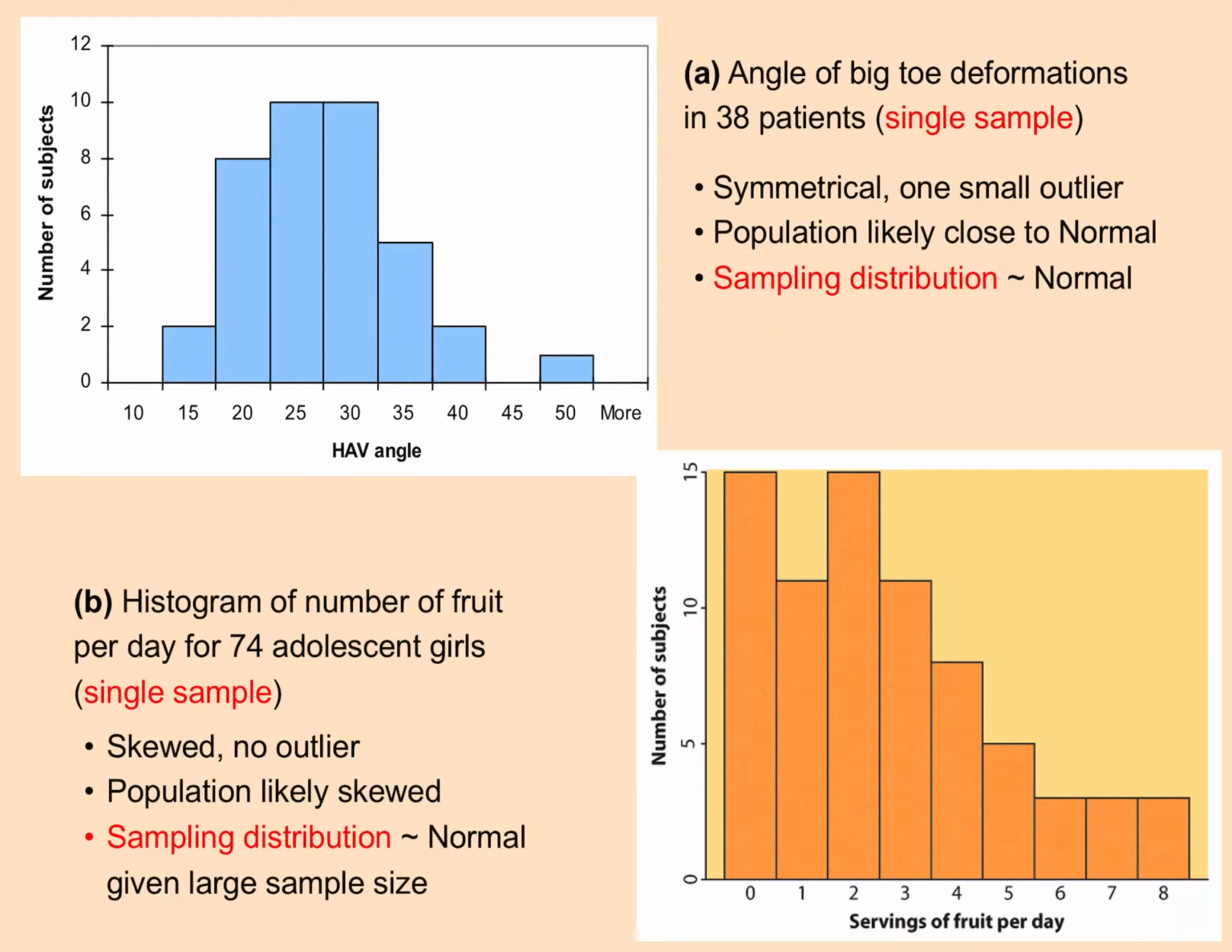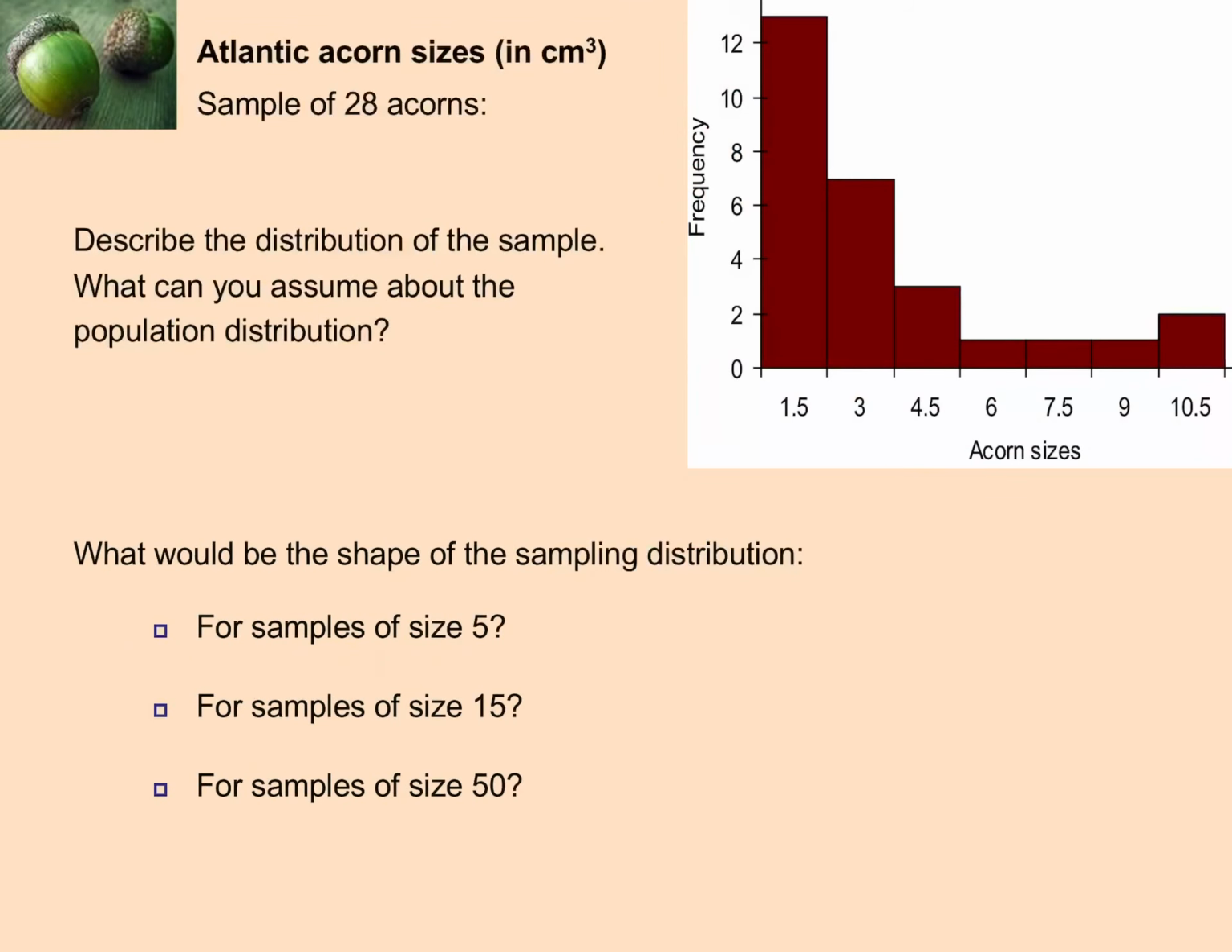You don't know what your population looks like, take a single sample, plot the frequency. If it's normal, then smaller sample sizes are probably okay. If it's skewed, you're going to need larger sample sizes to ensure that you're sampling from a normal sampling distribution, all right? Okay, another example.